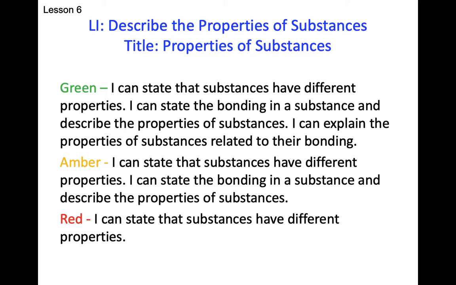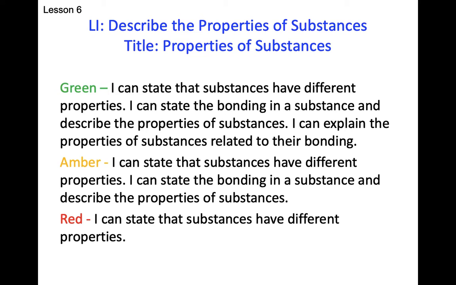Today we are going to be looking at the properties of substances. At the end of the lesson, you should be able to describe the properties of substances. You should be able to say that substances have different properties. You should be able to describe the properties of substances based on the different bonding. So, ionic bonding, what is the melting and boiling point like? What is the solubility like? What is the electroconductivity like?